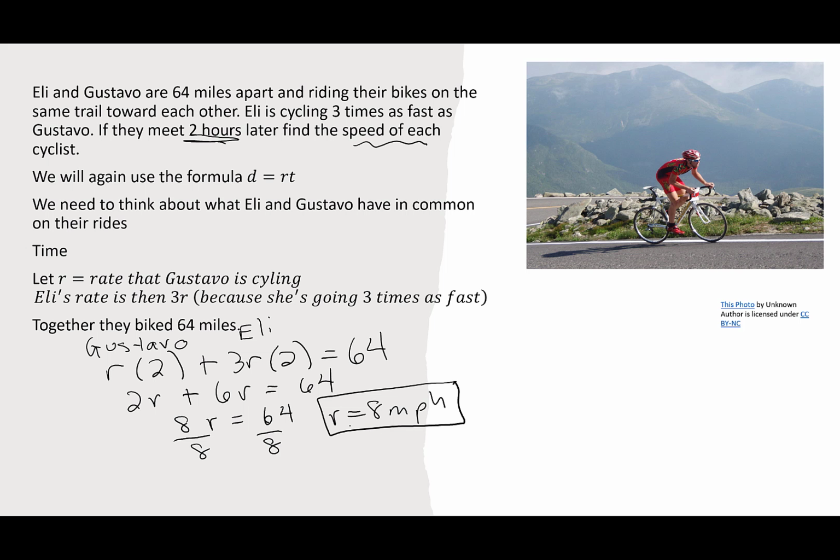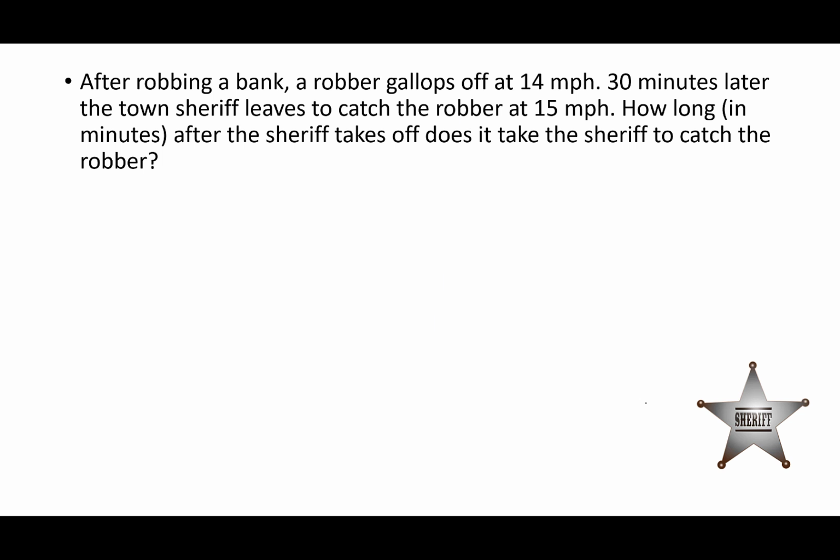So we found out that Gustavo's going 8 miles per hour, then that means that Ellie is going 3 times 8, which is 24 miles per hour. And let's just write Gustavo here so we are clear about what happened. So here's our last one.